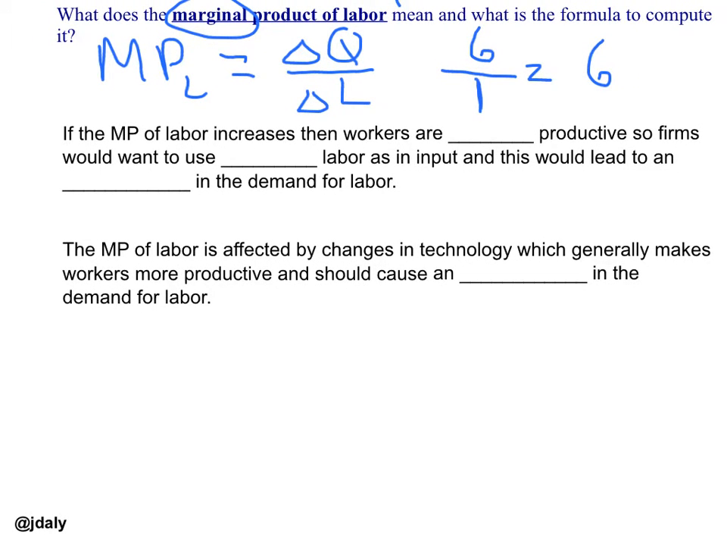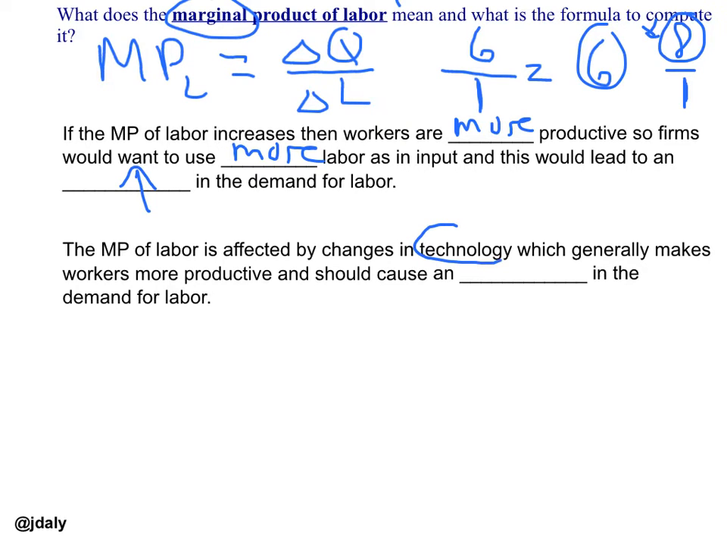If the marginal product of labor increases, we'll think if it's 6 over 1, or now let's say if we had one worker and it's 8, so 8 over 1. Well, if one worker produces 8 goods versus 6 goods, clearly the 8 would be better. So if the marginal product of labor increases, then workers are more productive, they're producing more goods. So businesses want to use more labor in this case, and that would cause an increase in the demand for labor. This is everything else equal.